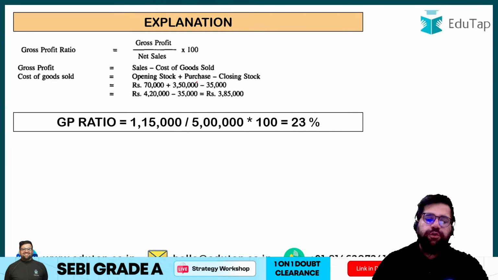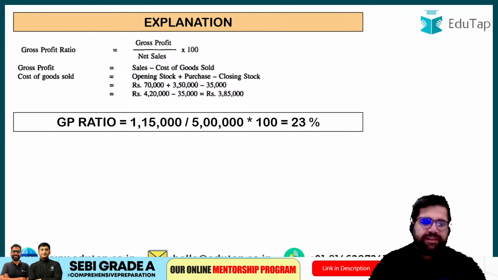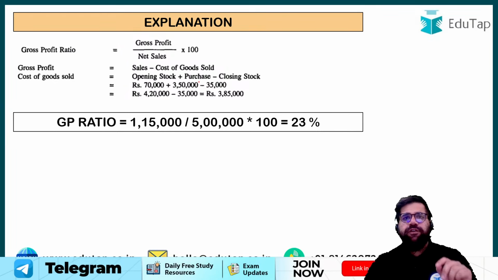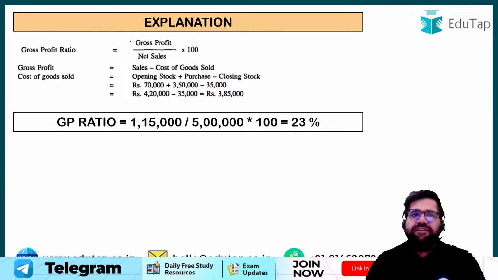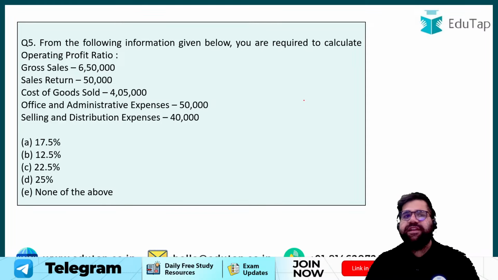Now, if you want to look at the explanation, over here we have the explanation. You can directly see, my friends, that we have not done any kind of very hypothetical science. Very basic, gross profit divided by sales, but to calculate gross profit you have to apply the formula of COGS. So if you do this, your answer will come out as 23%.